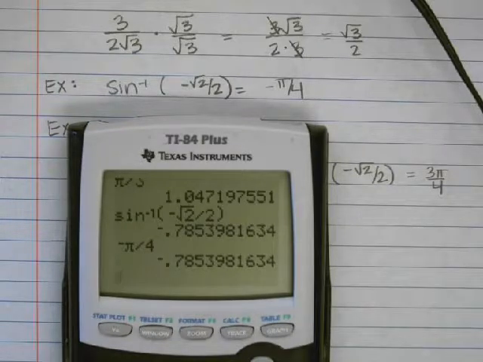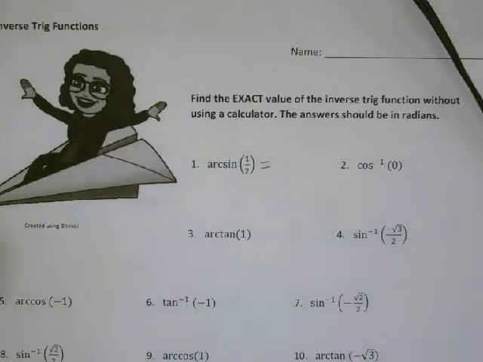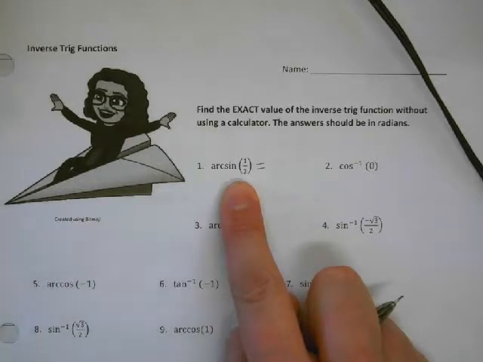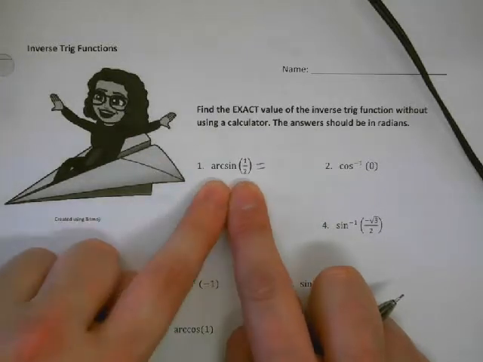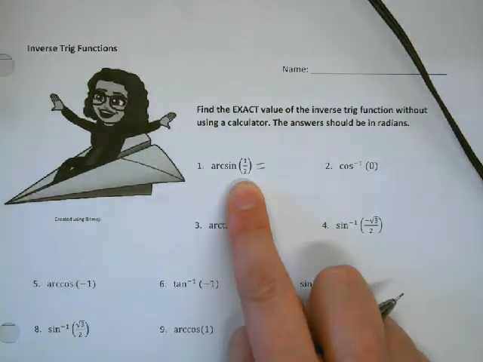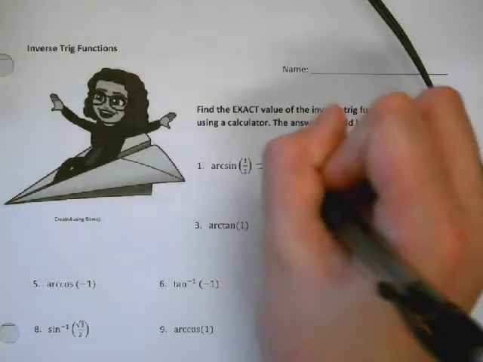Okay, so if we look at some problems now on the worksheet, you're going to find that these are pretty straightforward. So for number 1, it says arc sine, which is just another way of saying sine inverse. So I'm looking in quadrants 1 or 4, and I'm looking for where the y-coordinate is positive 1/2, and that happens at pi over 6.